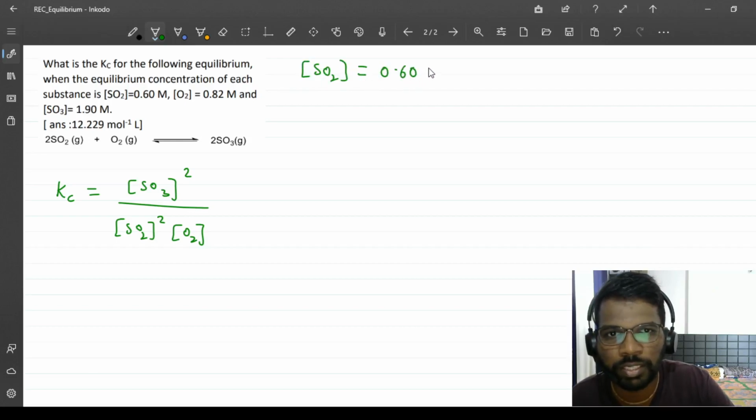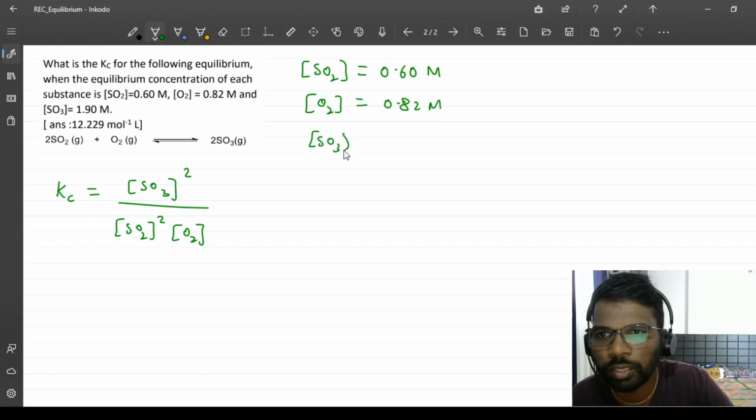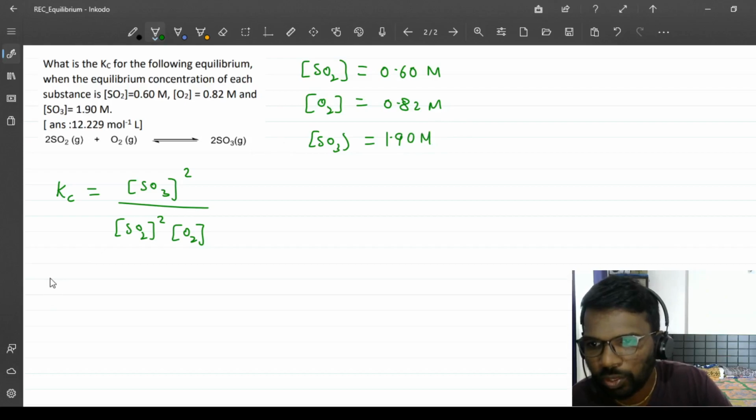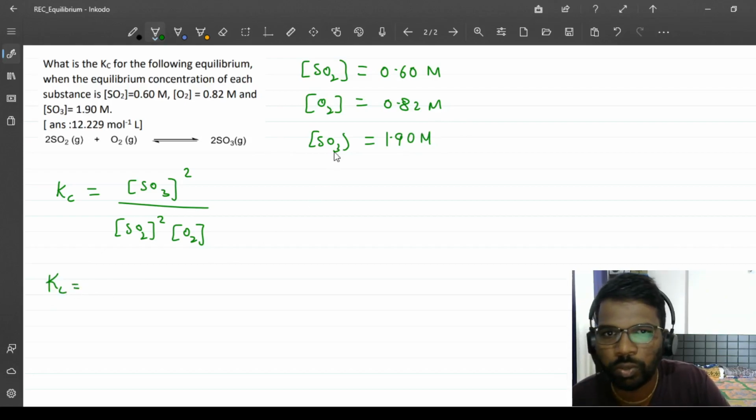Capital M means it is moles per liter. Then the concentration of O2 is equal to 0.82 moles per liter, and the concentration of SO3 is equal to 1.90 moles per liter. Okay, that is capital M. So Kc will be over here equal to SO3, right?